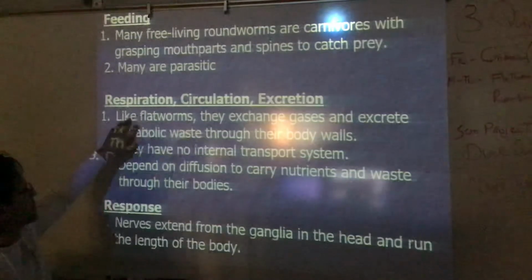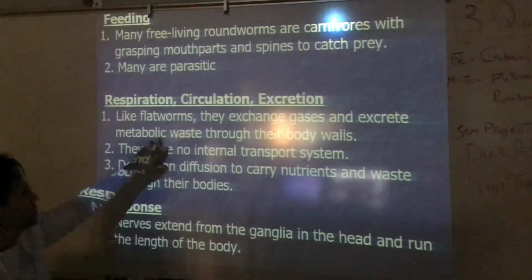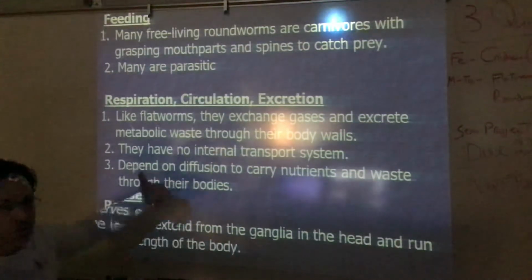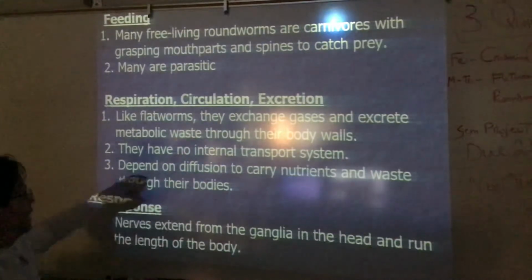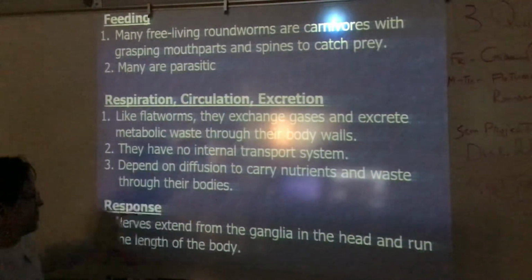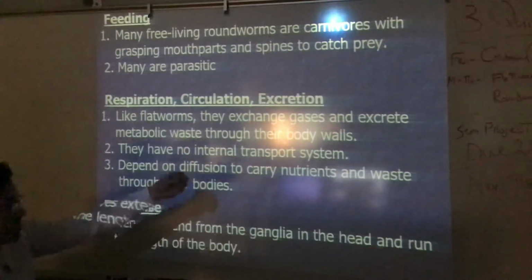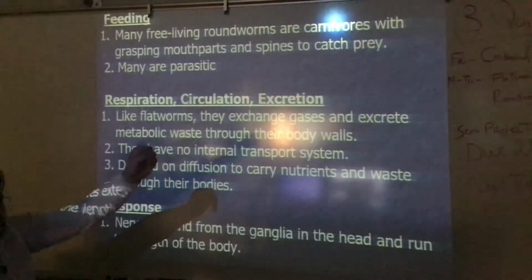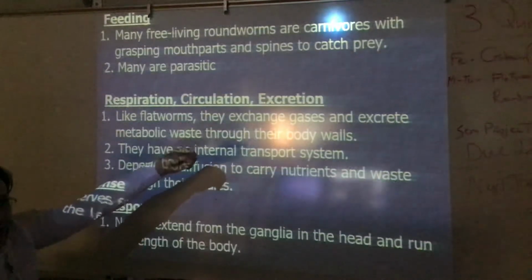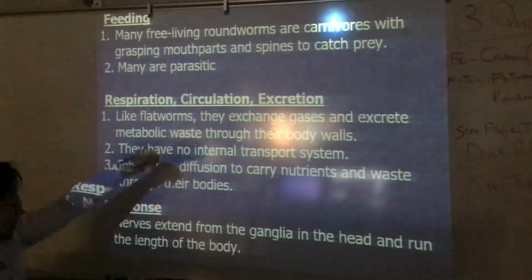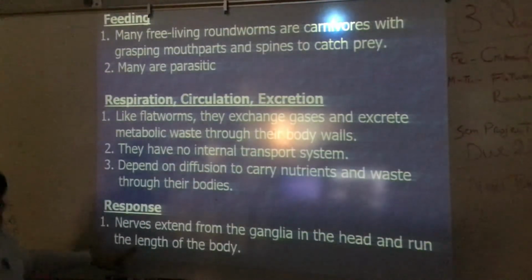Respiration, circulation, excretion: like flatworms, they do all their gas exchange metabolically through their body wall, so it's diffusion, okay, same thing. They depend on diffusion to carry nutrients, waste, and all that through their bodies, okay? They do have nerves that extend from their ganglia, so they have a tiny one or two or three nerve cells in the anterior, or head region, of the organism that run the length of the body, okay?